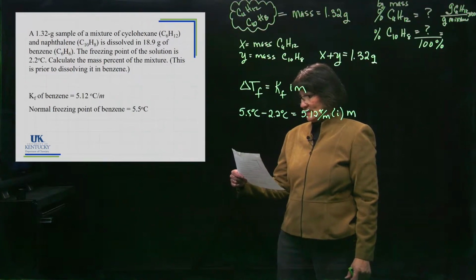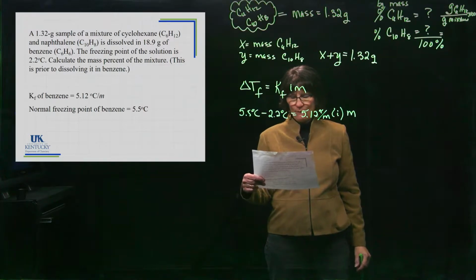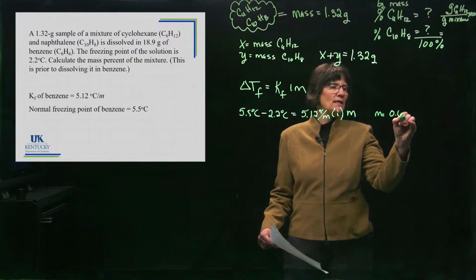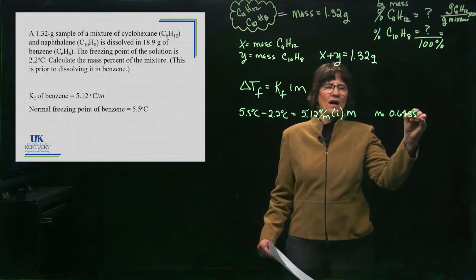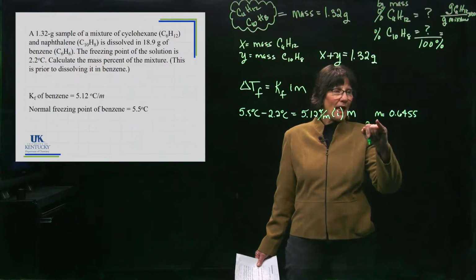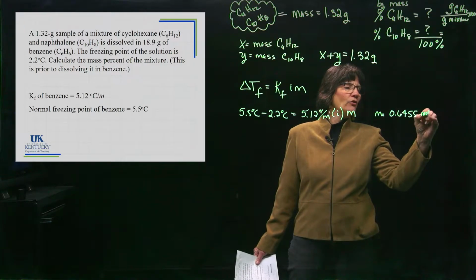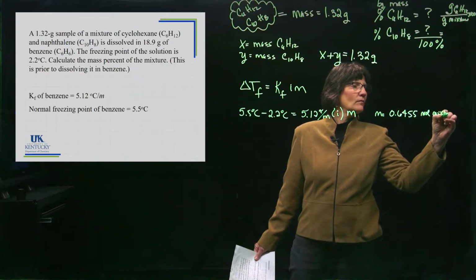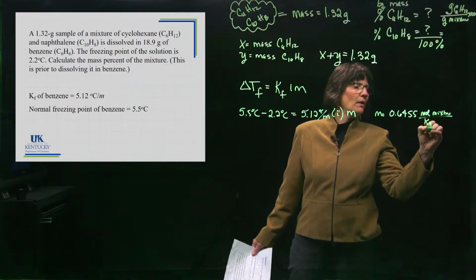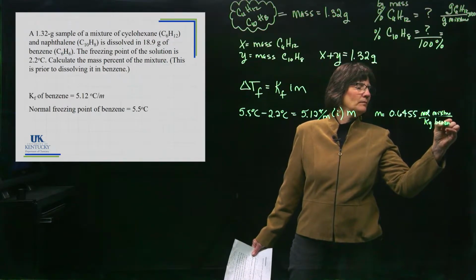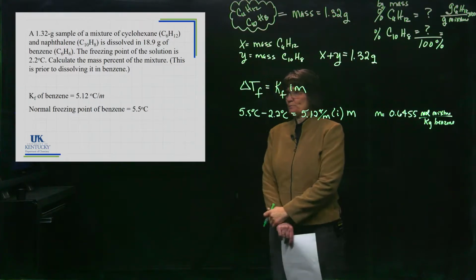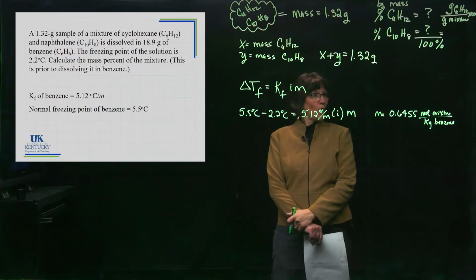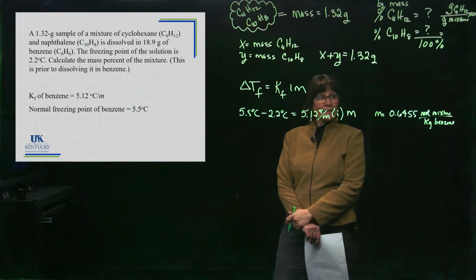I'm going to get a molality value of 0.6445. So the molality is 0.6445, and the units, it's molality, or moles of the mixture per kilogram of benzene. Okay, that's what we know. We know the molality.